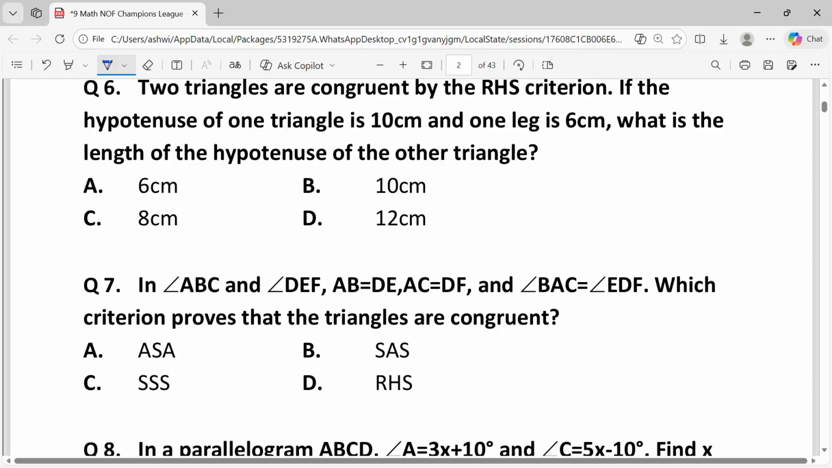Two triangles are congruent by the RHS criteria. If the hypotenuse of one triangle is 10 cm and one leg is 6 cm, what is the length of the hypotenuse of the other triangle?